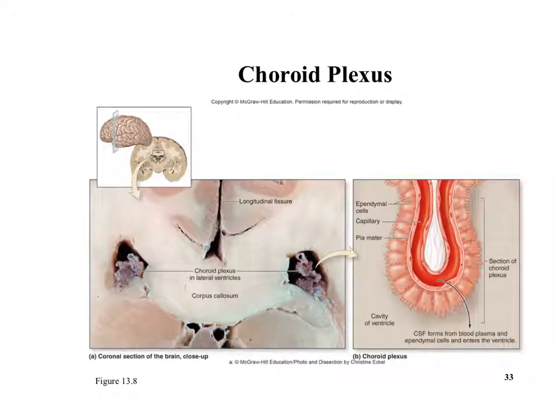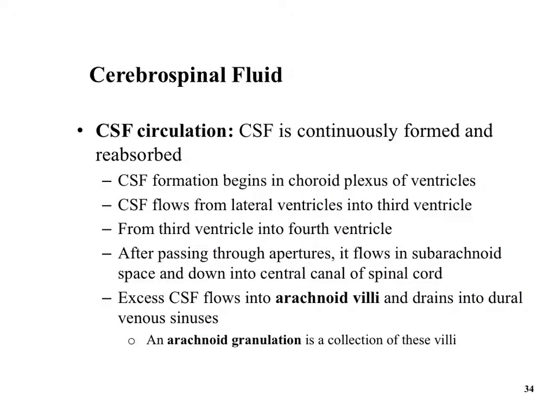So this is what the choroid plexus looks like. This is inside the ventricles. You see this little collection of blood vessels and ependymal cells in this cavity, and that's where the transfer of materials will occur. Okay, the CSF forms from the blood plasma and enters the ventricle. It is continuously formed and reabsorbed. It's formed in the plexuses of the ventricles and flows down eventually into the cerebral aqueduct to the fourth ventricle, et cetera.